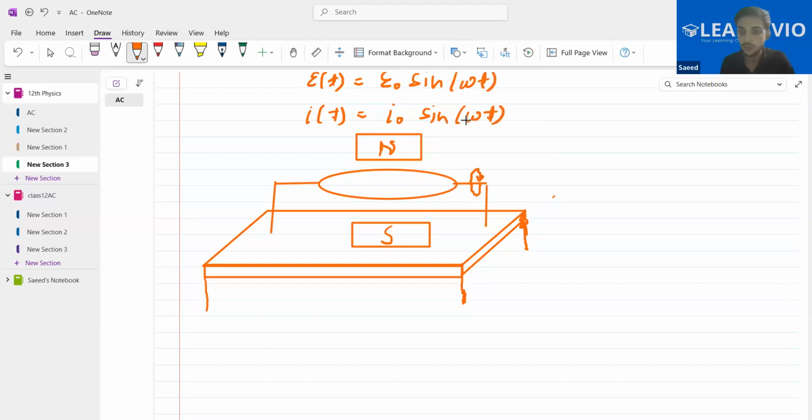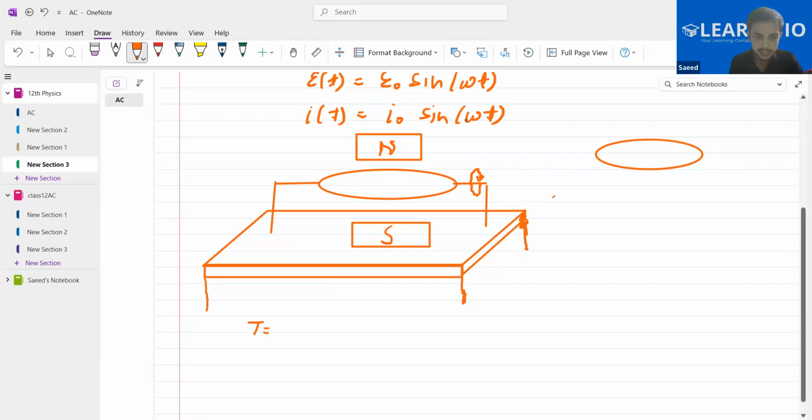Now let us assume that initially our loop was something like this. Take a numeric value: let us assume its time period is 12 seconds. 12 seconds means that in 12 seconds it is going to complete one complete rotation. Yes or no? Time period means the same thing. One complete rotation is counted as a time period.